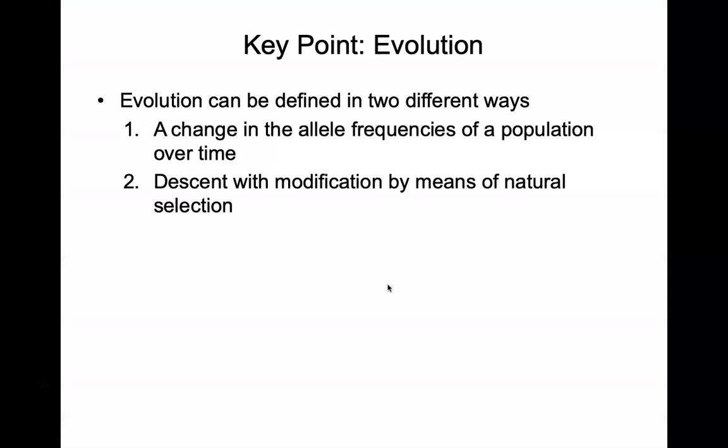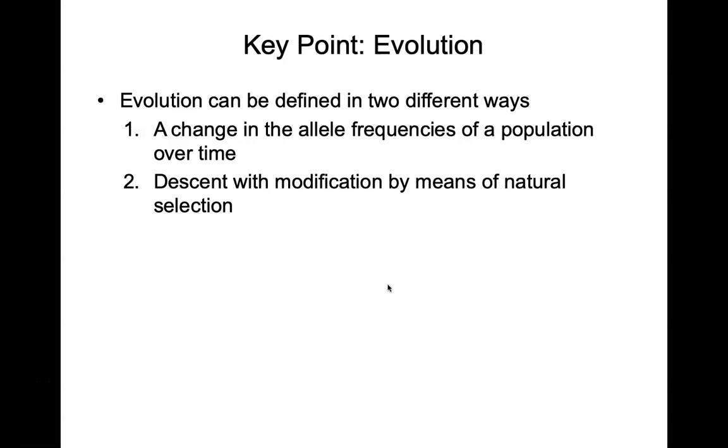So let's start by defining evolution. Evolution can be defined in two different ways, depending on your goal, and if you're talking about a general mechanism or a very specific mechanism. First of all, evolution can be defined as a change in allele frequencies in a population over time. This means that in a particular population, some traits over time are going to increase in frequency and others are going to decrease. As those changes take place within a population through a variety of mechanisms, evolution is occurring. Basically, the population is changing.